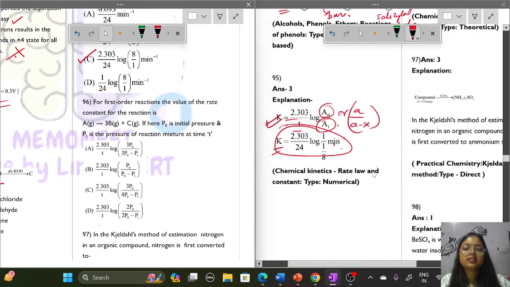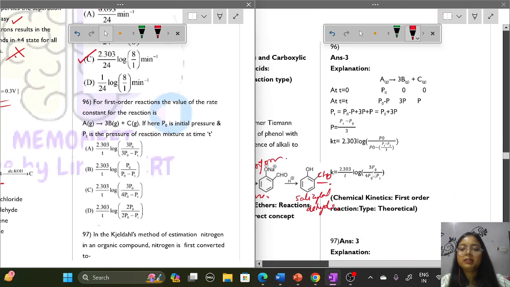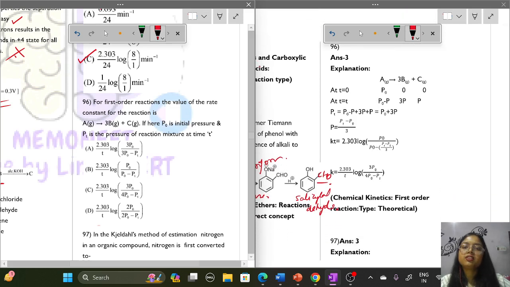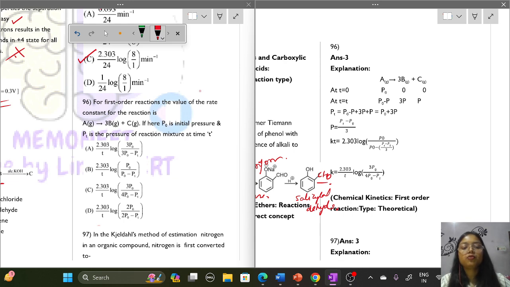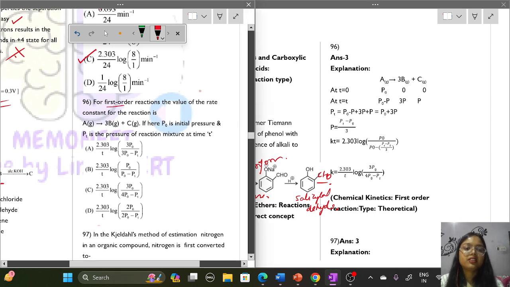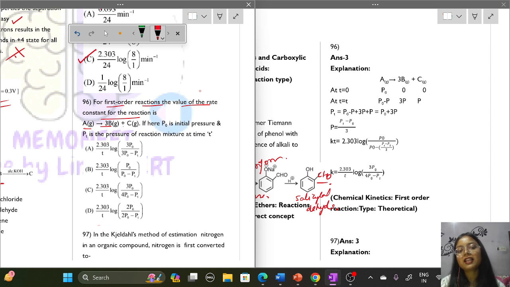Question number 96. These questions are repeated once or twice because these are important types of questions. You can find them in most of the previous year questions as well. For the first order reaction A gaseous tends to 3B gaseous plus C gaseous, if P naught is the initial pressure and Pt is the pressure of the reaction mixture at time t, you have to find out the value of the rate constant K.